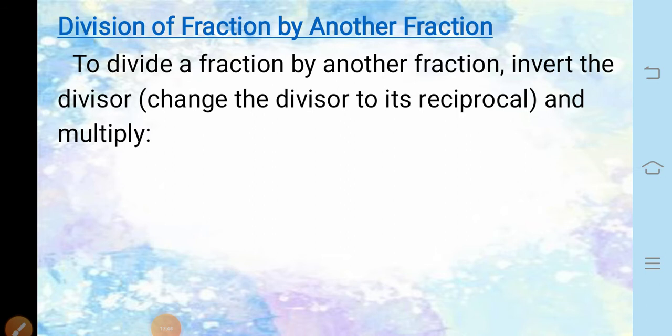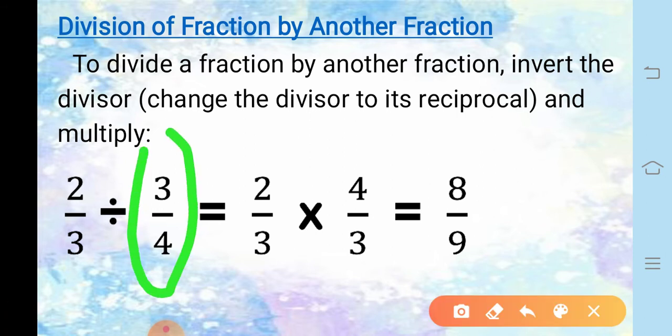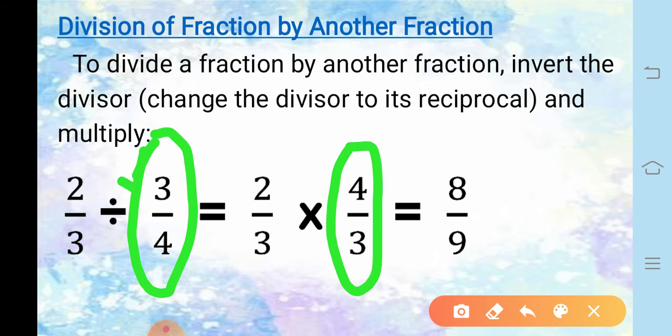To divide a fraction by another fraction, invert the divisor, change the divisor to its reciprocal and multiply. Okay, just like this one. 2 over 3 divided by 3 over 4. Okay, so we are going to change the divisor to its reciprocal. So this is our divisor, which is 3 over 4. So change it into its reciprocal, which is, gawin lang natin is, baliktarin lang yung 3 over 4, which is 4 over 3, and then change the operation into multiplication, which is from division to multiplication.